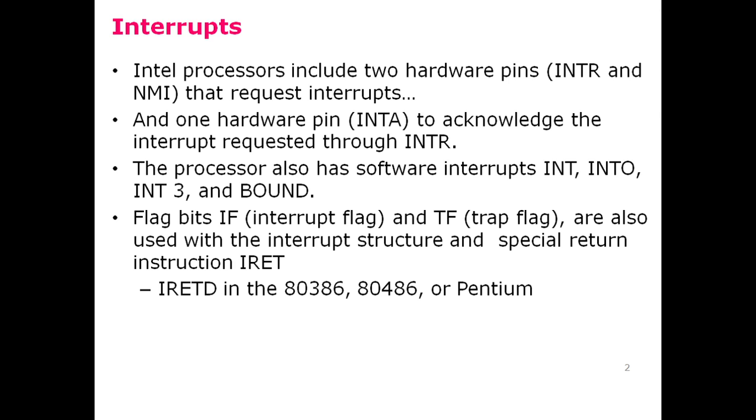Intel processors include two hardware pins, INTR and NMI. INTR is an interrupt request pin through which hardware components can send interrupt requests to the microprocessor. And there is an NMI pin through which the microprocessor receives hardware interrupts, but these two interrupt pins are slightly different. The interrupt request pin can be disabled or enabled, while NMI, which is non-maskable interrupt, cannot be disabled.